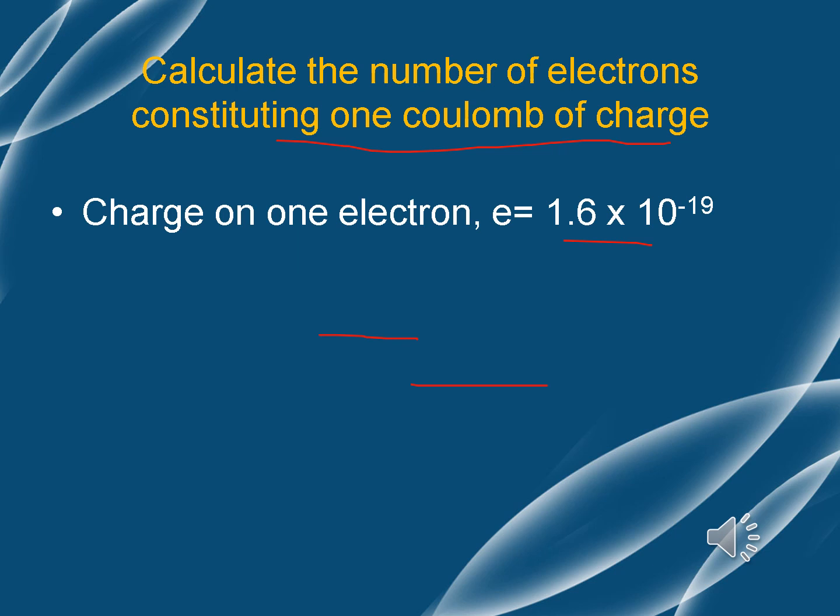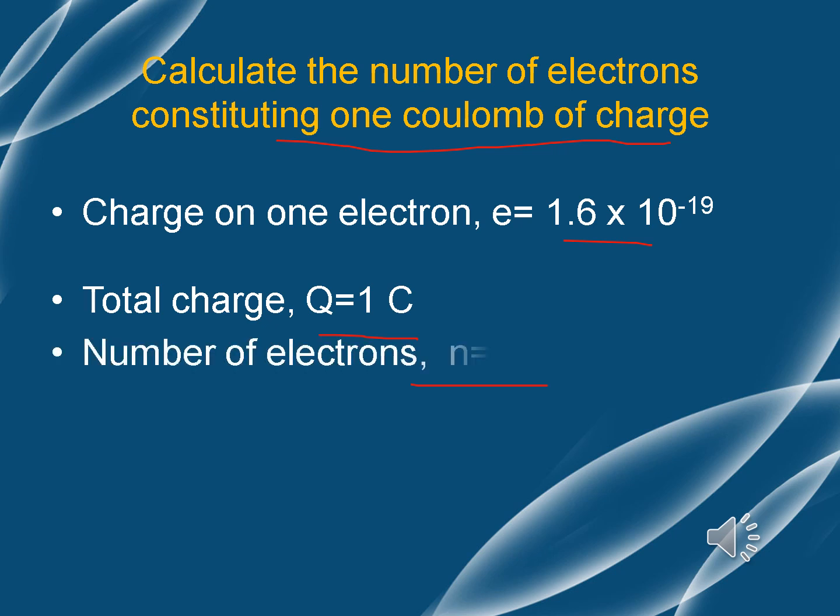Charge on 1 electron, that is e, is equal to 1.6 times 10 raised to minus 19, and this is the value which you should remember. Then according to the question, we have total charge Q equal to 1 coulomb. It's already given in the question that it's constituting 1 coulomb of charge, that is Q is equal to 1 coulomb.